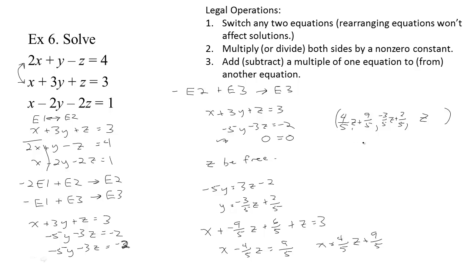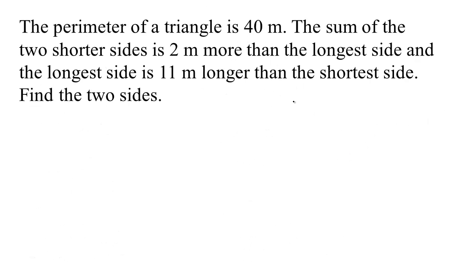But there are infinitely many choices for z, so infinitely many solutions. Let's do one more application. We have a triangle, and we're told the perimeter is 40 meters.